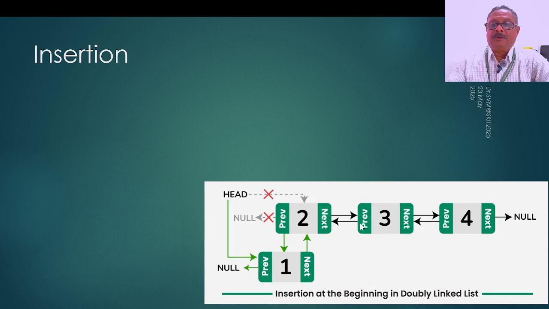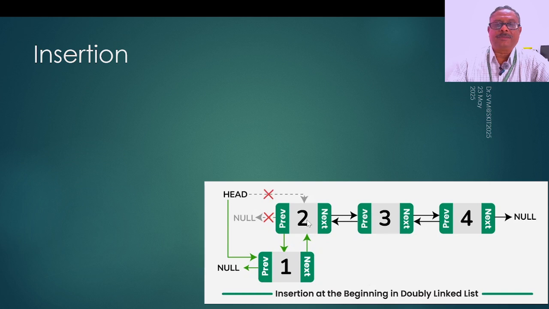So we have a linked list example here, which is made up of three nodes having values 2, 3 and 4. In the beginning, the node with value 2 was the head. Now we want to insert a new node with a value 1, which is supposed to be the new head of this linked list. That means we want to insert this before 2. So what is to be done?